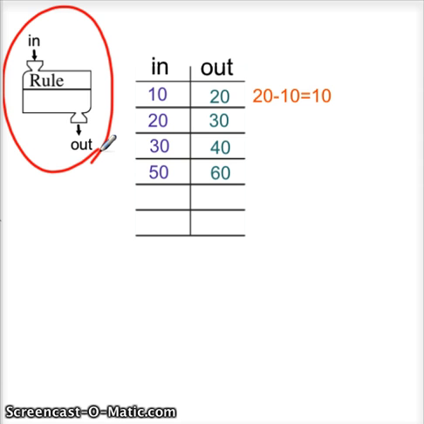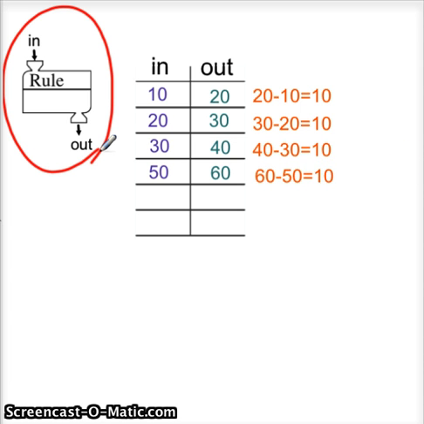The second one, 20 went in, 30 came out. Well, the difference between 30 and 20 is 10. If 30 went in and 40 came out, the difference between 40 and 30 is 10. And if 50 went in and 60 came out, the difference is 10. So I know that the rule is going to be 10, and you just need to figure out if it's plus or minus. So look at what kind of numbers went in.